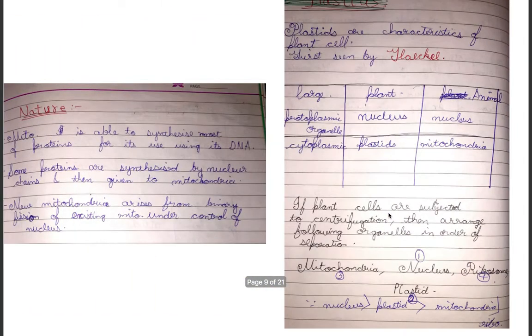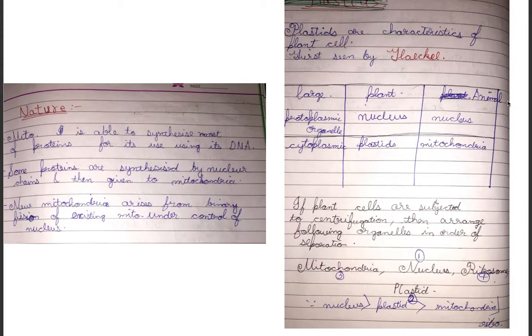Now next we have the nature of mitochondria. Mitochondria are able to synthesize most of the proteins for their use using their own DNA. Some proteins are synthesized by nuclear genes and then given to mitochondria. New mitochondria arise from binary fission.